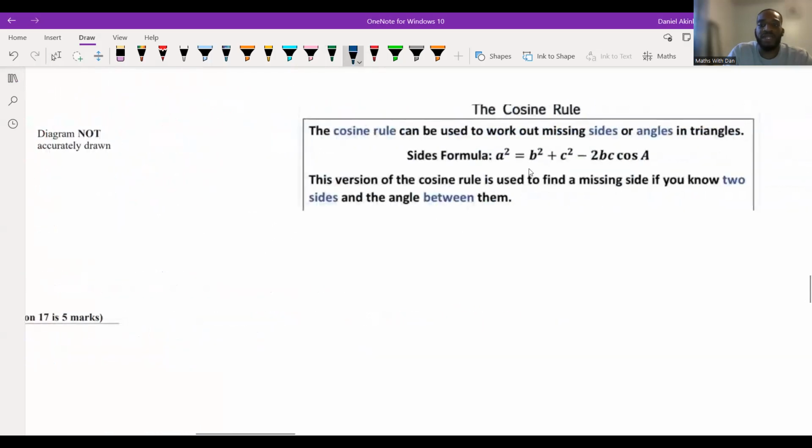Now, remember what the formula says. It's a squared is equal to b squared plus c squared minus 2bc cos A. And let me just get a triangle so you know what I mean. So let's say this is the angle A. This is the side little a, and this is b and c. Can you see?